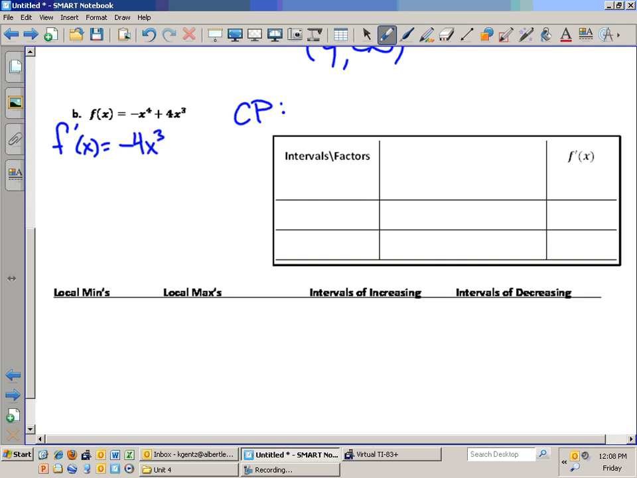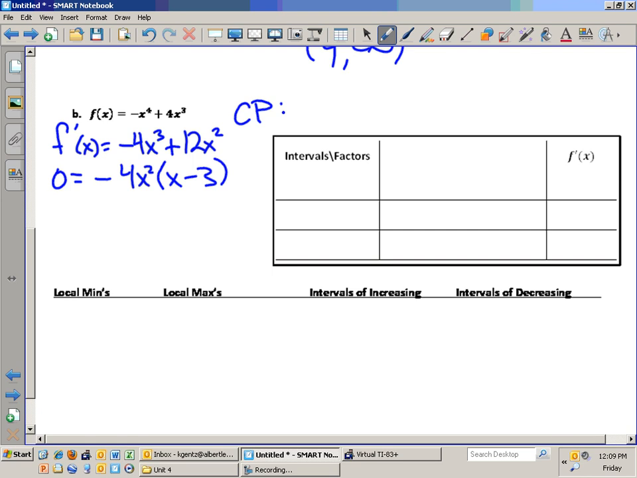-4x to the third plus 12x squared. If I set it equal to 0, I get -4x squared times x minus 3. Yep.